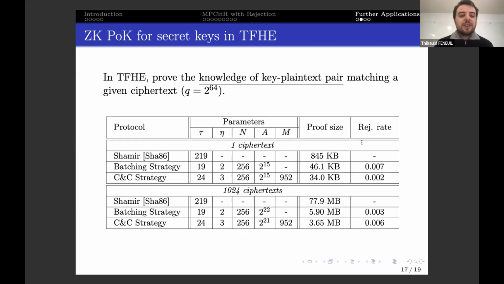The second application is for the threshold FHE context. In our work, we build a protocol to prove the knowledge of key-plaintext pairs matching a given ciphertext. And we gain a factor between 10 and 20 compared to, for example, Shamir's protocol when we apply the Shamir protocol to this use case.